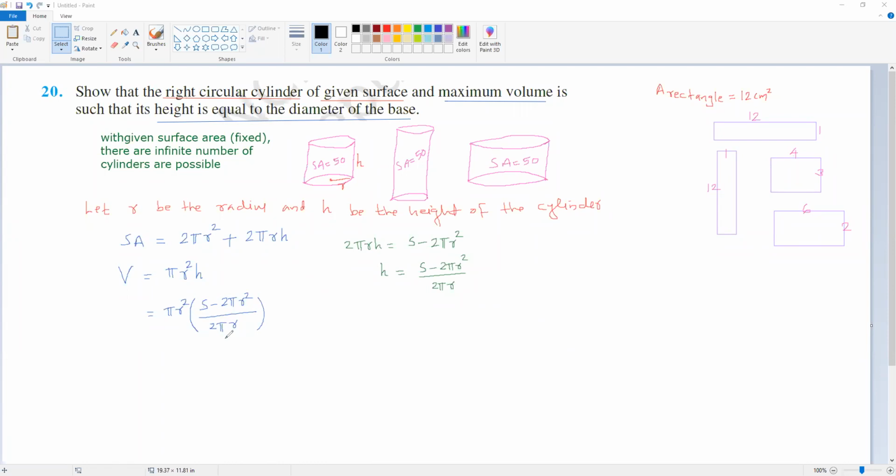So pi r cancel हो जाएगा इधर से, pi cancel हो जाएगा, 1 r cancel हो जाएगा, रिमेनिंग आपको मिलेगा r by 2 into s minus 2 pi r square, or you can say volume is equal to r into s, that is s r divided by 2 minus r से मल्टीप्लाई कर दो, 2 कैंसिल हो जाएगा, देन पाई r क्यूब.